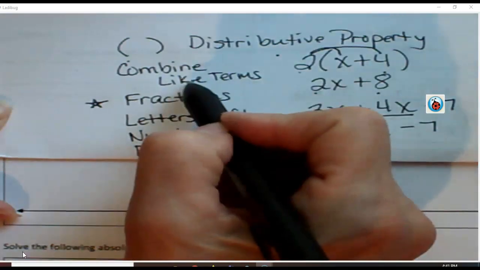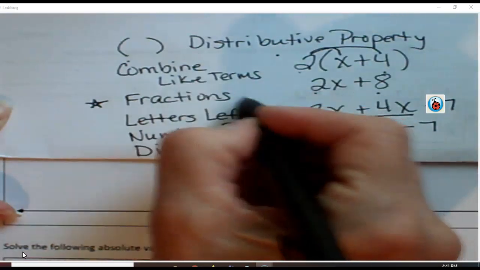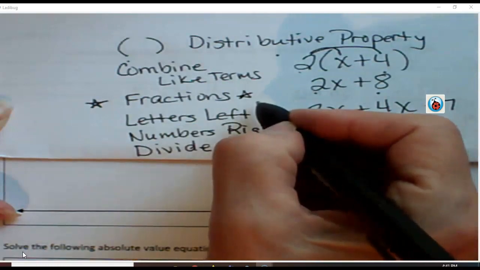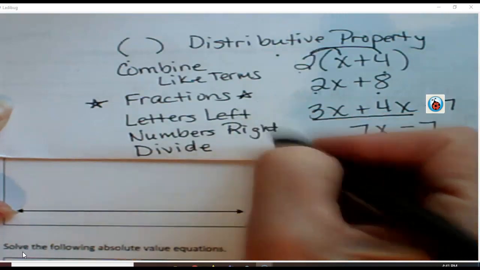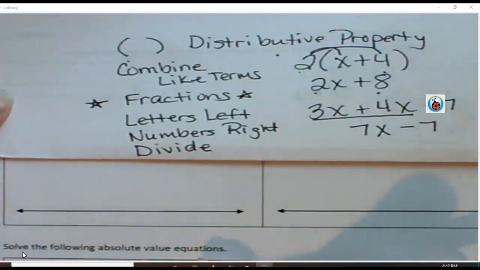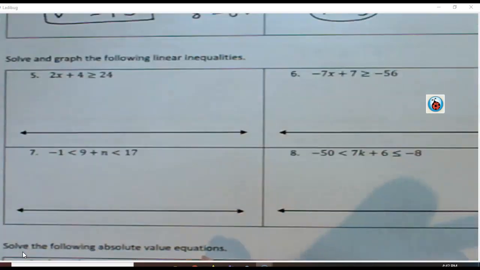Next step is combine like terms. Then, if you want to get rid of fractions, you multiply by the denominator if the denominator is the same in all of the fractions. Then letters to the left, numbers to the right, and you divide. Okay, so those are the steps we're going to follow. So we're going to take a look at these inequalities.